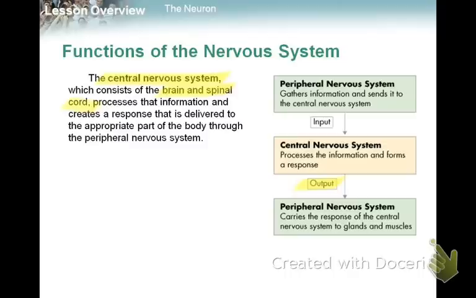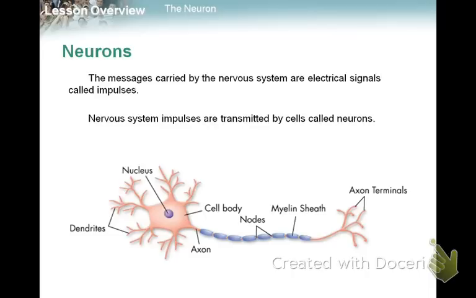So there are two parts to the peripheral nervous system, or two different things. There's the gathering of information, and that's sensory, and then the response is motor. The messages that are carried by the nervous system are electrical signals that are called impulses, and they're transmitted by neurons. Here's a diagram of a neuron.